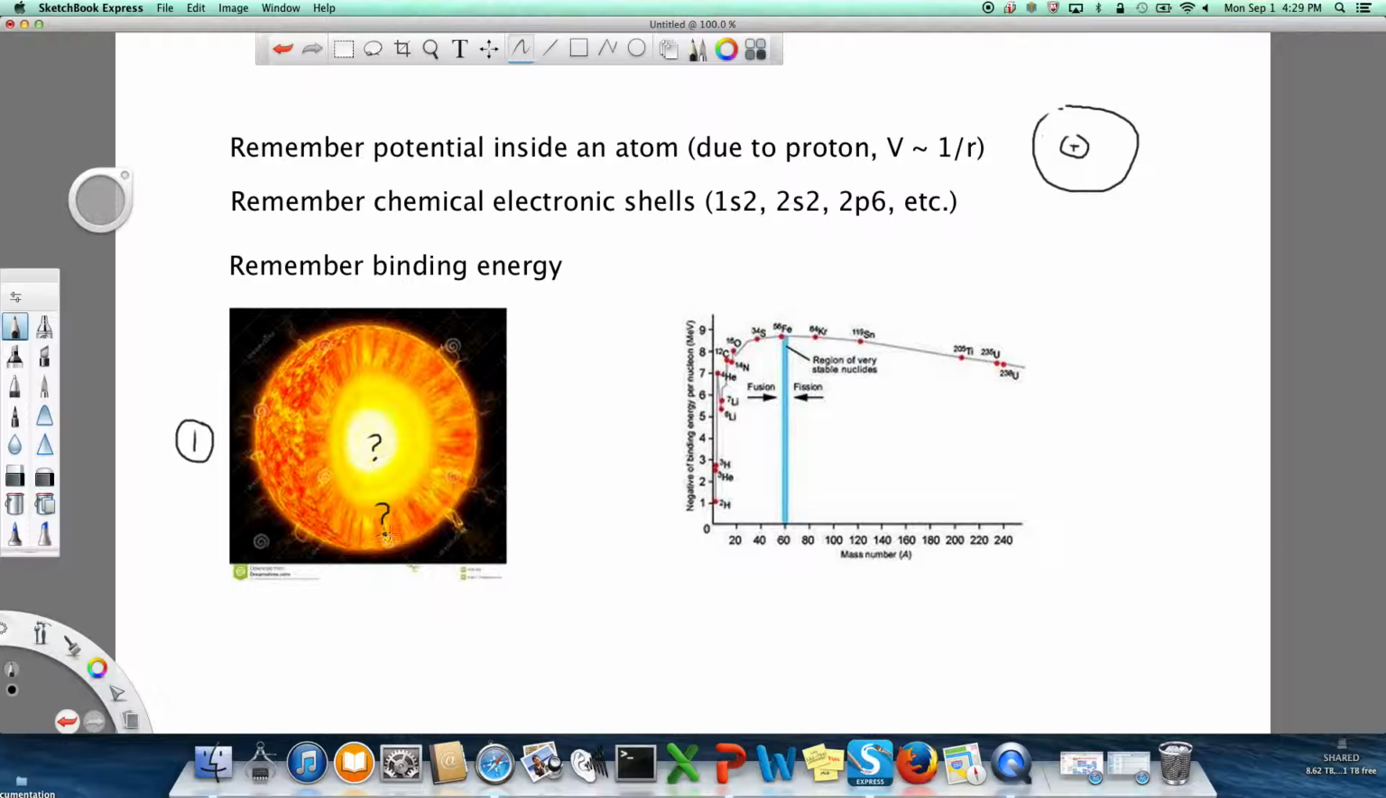The second question I want you to ask yourself relates to binding energy. In this case, the binding energy per nucleon. In this graph, this is the negative of the binding energy per nucleon versus the mass number. Can you come up with a rough idea of what this figure means and what it tells us physically?